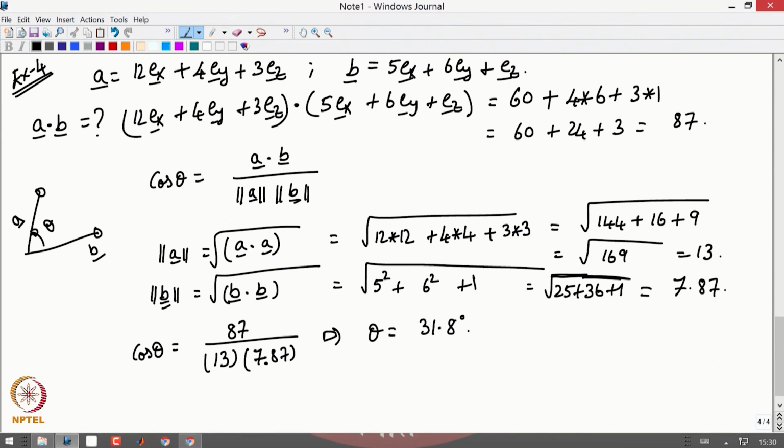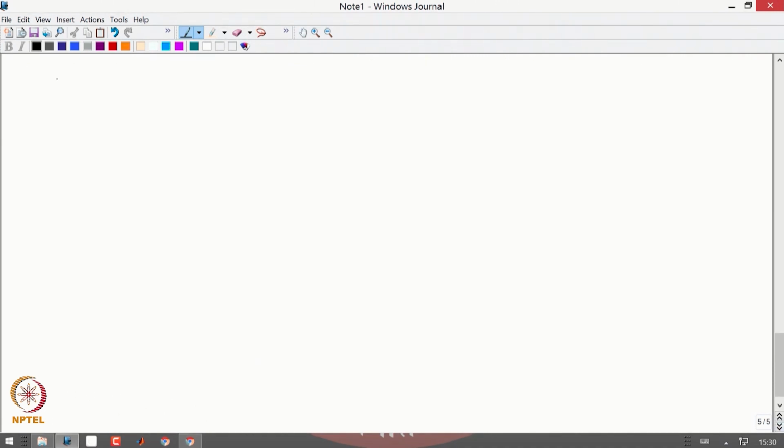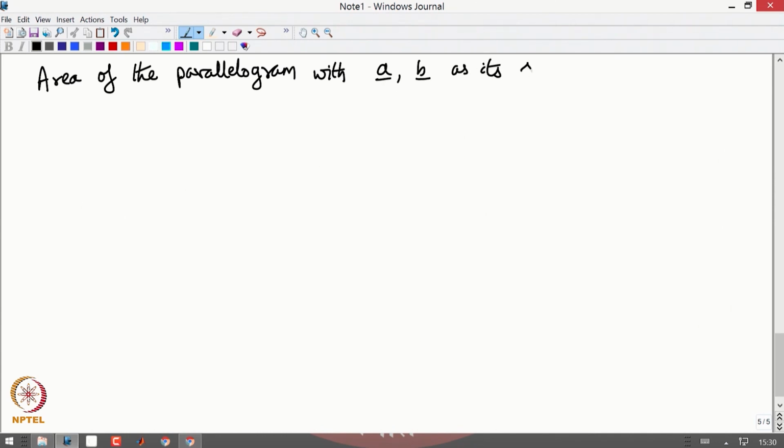Next, I am interested in finding the area of the parallelogram with the previously mentioned vectors A and B as its sides. So, basically I have vectors A and B, and I want to find the area of the parallelogram.